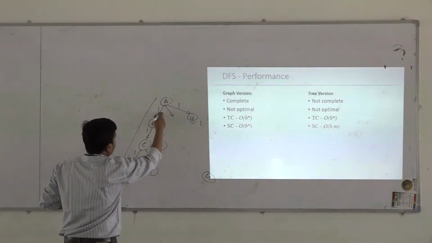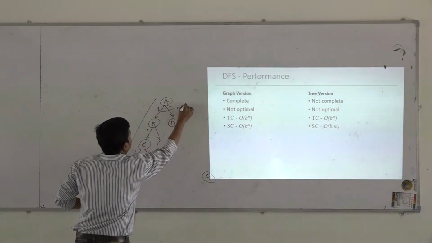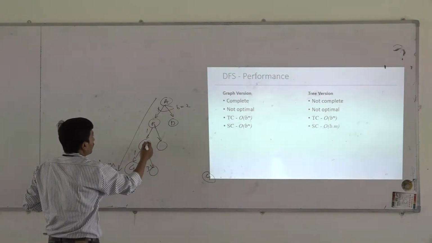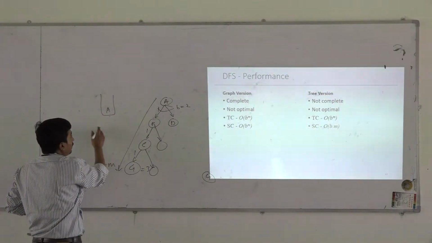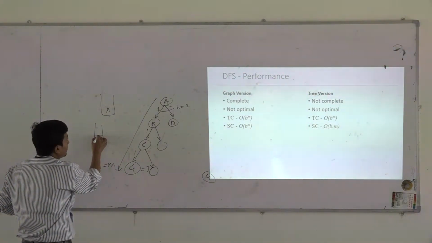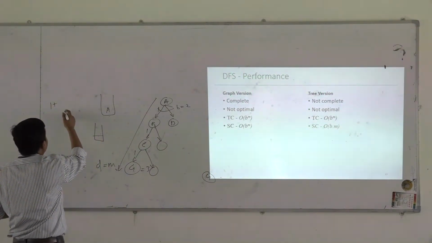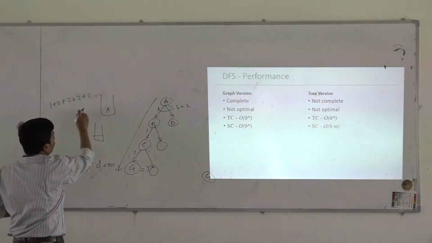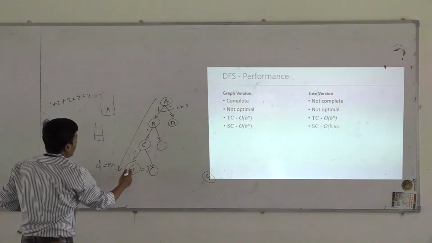Okay, so now we are exploring this branch. Now consider b equals 2. Branching factor is 2. So we have expanded this A, then A will be there in a stack, then A will be removed, then B will be inserted. So how many nodes are processed? 1, then 2, then 2. So it will be branching factor multiplied by that.